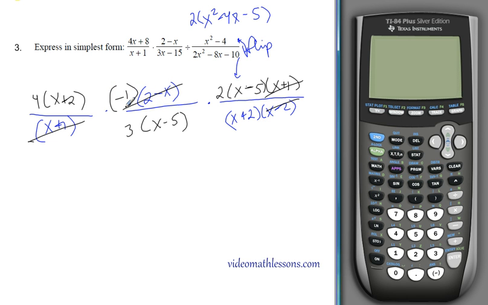I like to keep them upstairs. X plus 2 cancels x plus 2. X minus 5 cancels x minus 5. Anything? It looks like all the binomials cancel. So let's do this. 4 times -1 times 2. So you multiply straight across. Upstairs is -8. Downstairs, a 3. Anything I'm missing? I don't think so. I think that's our answer. So that looks pretty good. That's a good one.